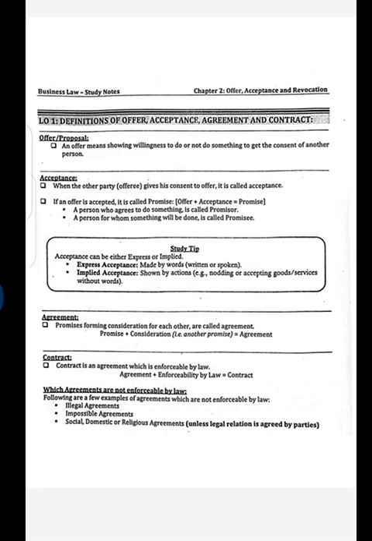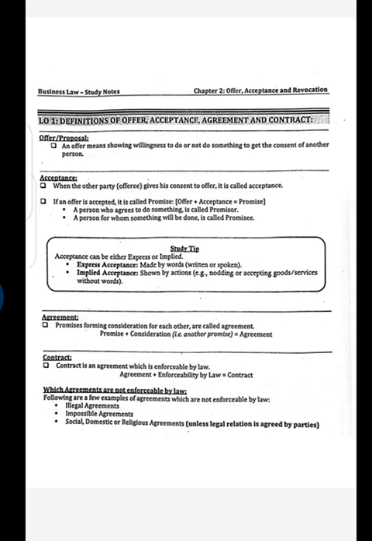Promises forming consideration for each other are called an agreement. So there must be some consideration in order to have an agreement. If I am offering you something and you pay something as a consideration, then it becomes an agreement. An agreement that is enforceable by law is known as a contract. I hope you understood the concepts behind the offer, acceptance, agreement and contracts.